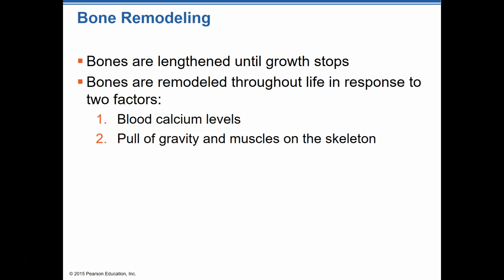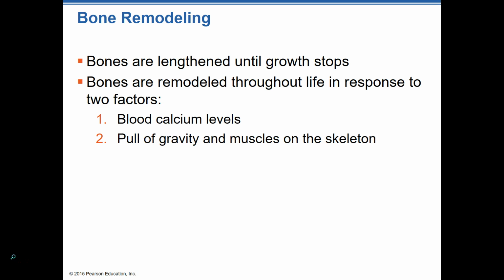Of course, bones continue to lengthen until growth is programmed to stop. And then bones are constantly remodeled throughout our life in response to two factors: blood calcium levels, and I'll get to the second in a moment. If we have too much blood calcium, we'll store calcium in the bones. If there's not enough calcium in the bloodstream, we will pull calcium from bone into the bloodstream.